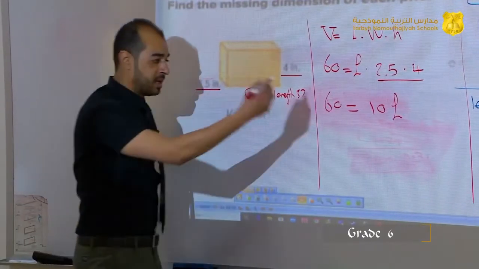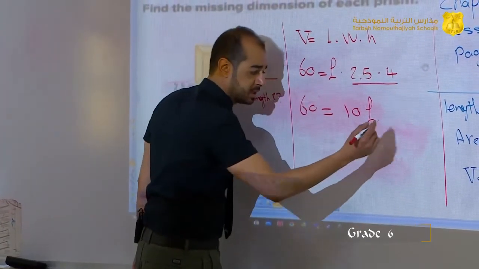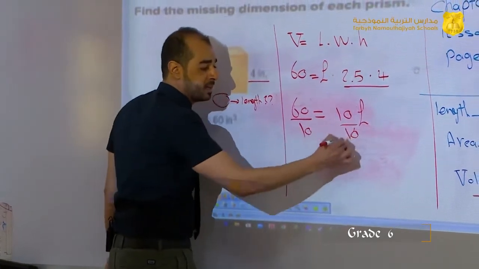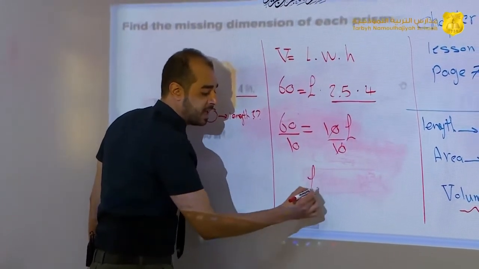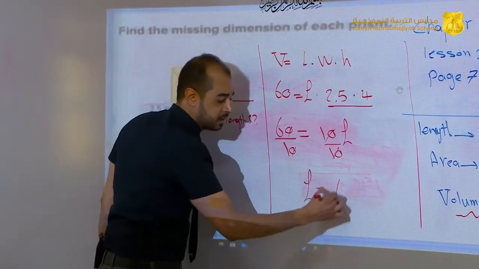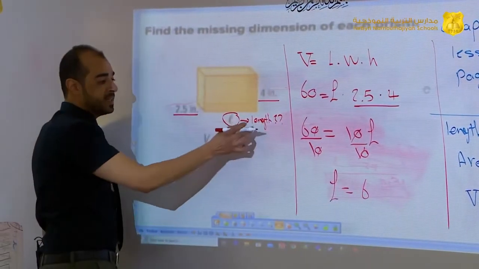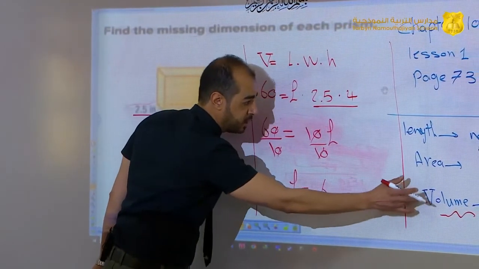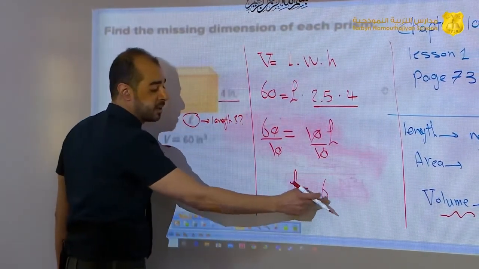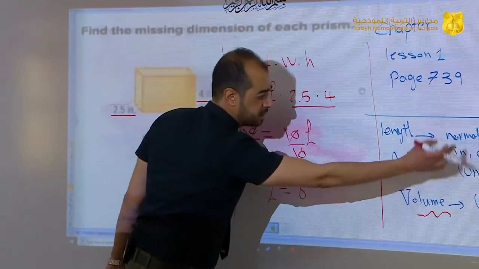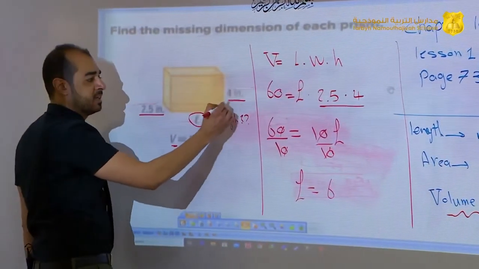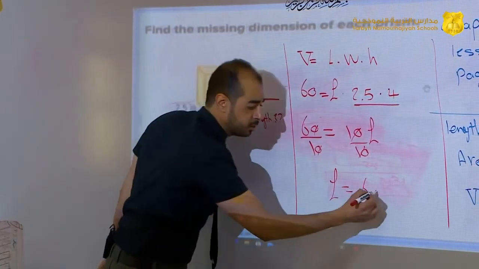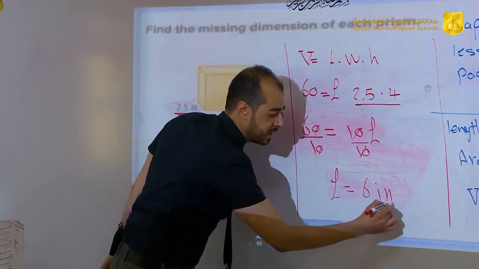Who can tell me how we can solve this equation? Yes, that's good. By dividing both sides by 10, so we get L equals 6. So the length is equal to 6, and the same as we did for the volume, don't forget the unit. Here the length unit is a normal unit. What is given here? It's height 4 inch, width 4 inch, so the length also will be 6 inches.